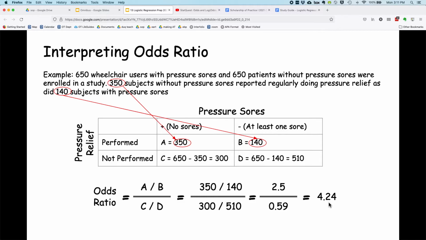What that means is that performing pressure relief makes you 4.24 times more likely not to get a pressure sore, our positive outcome.